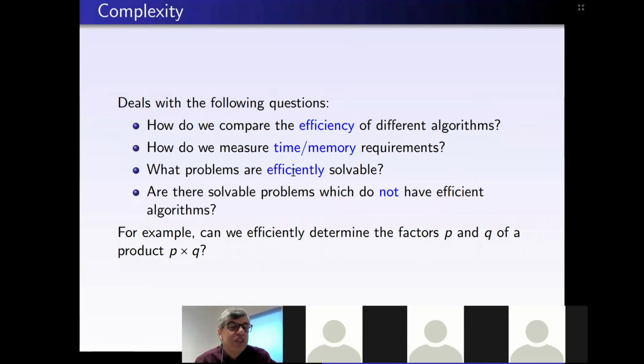What problems are efficiently solvable? In computation, we ask what problems are solvable at all. Here we ask what problems are efficiently solvable. Are there solvable problems which do not have efficient algorithms? Scientists, mathematicians, physicists, lots of people in science are facing this kind of problem. They know there are solvable problems which do not have an efficient algorithm or solution.